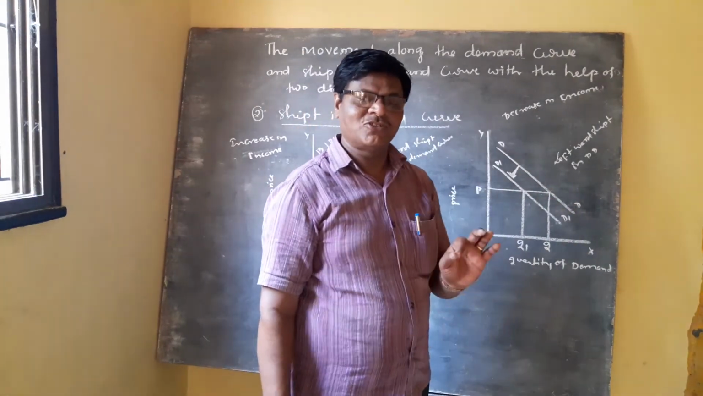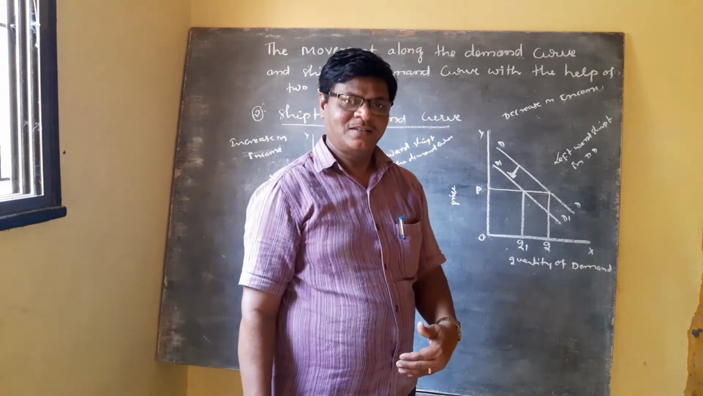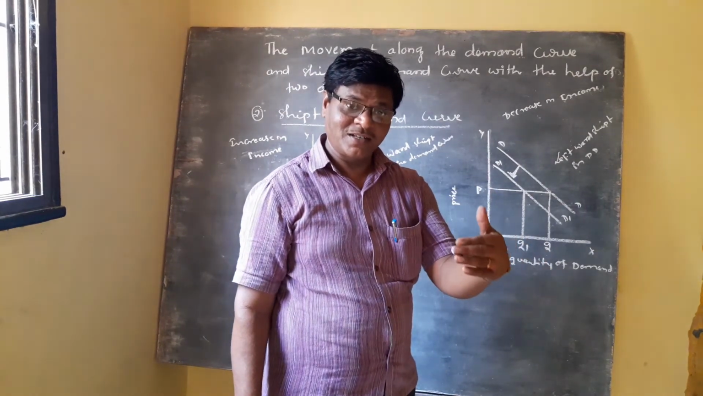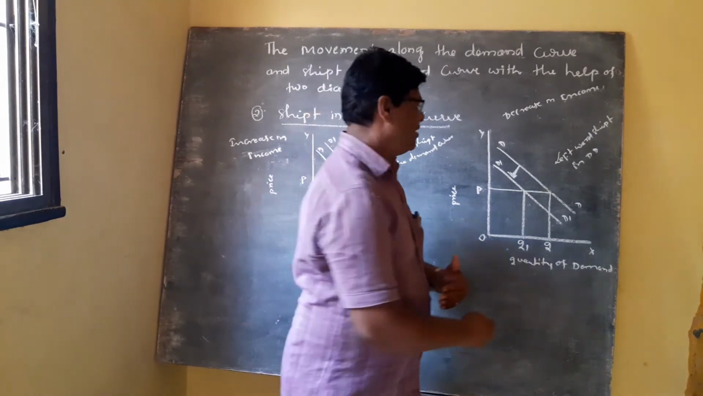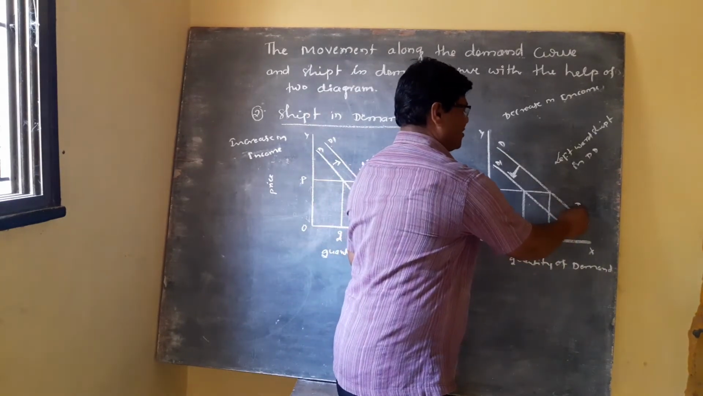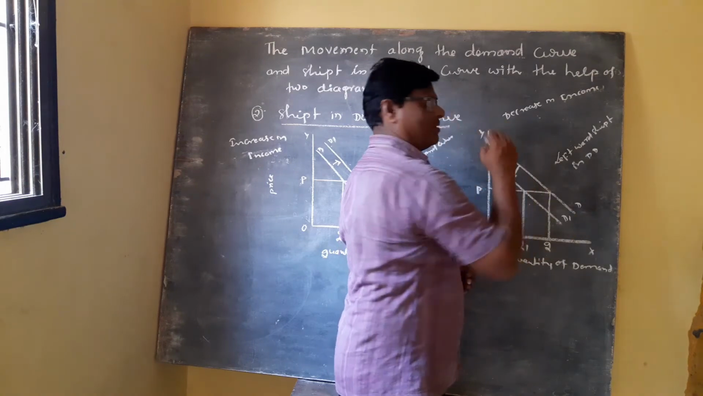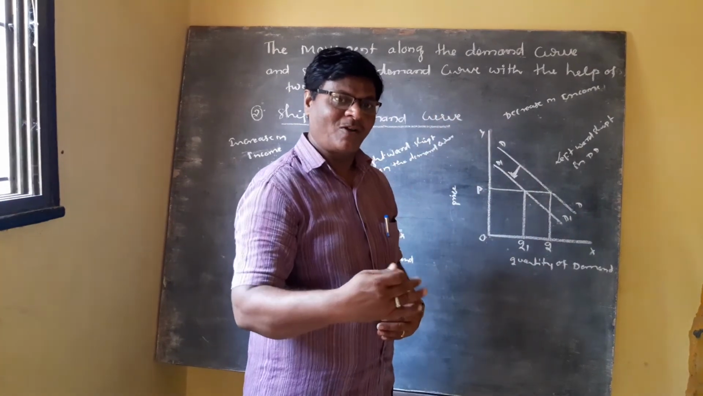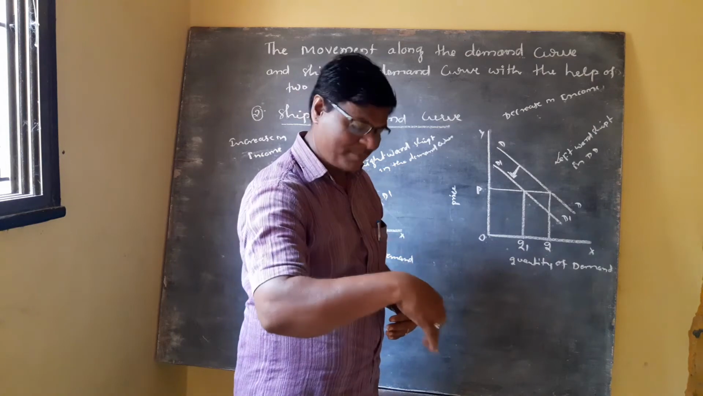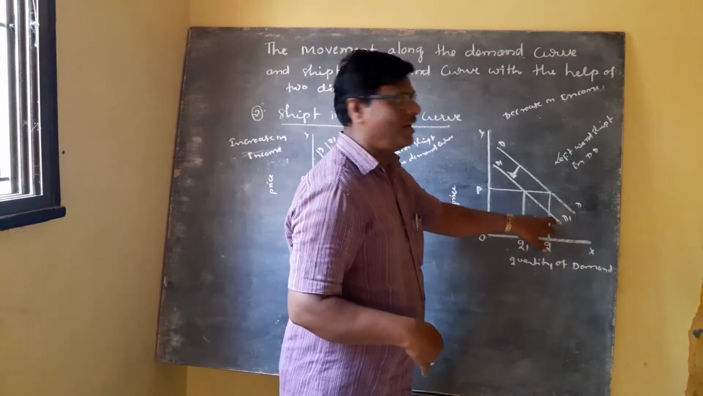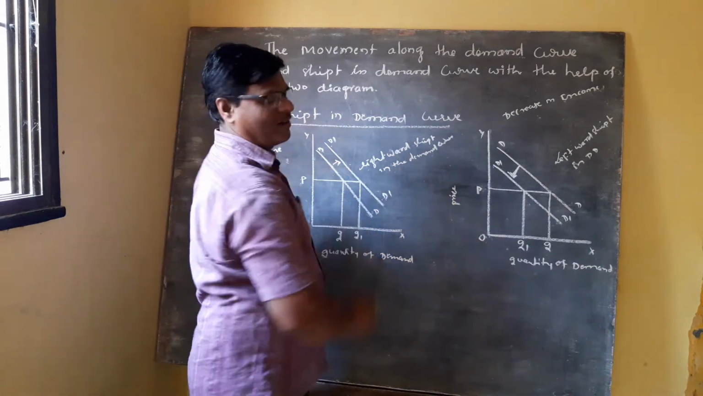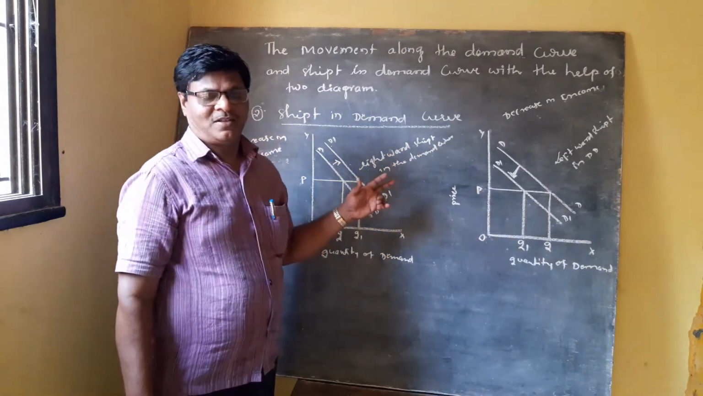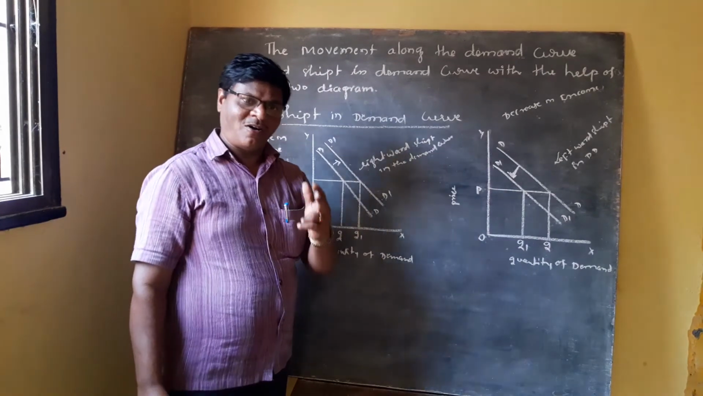When the income of the consumer decreases, the quantity of the commodity also decreases, and the demand curve also shifts leftwards, from rightwards to leftwards. It is a decrease in demand. It is called the shift in demand. It is a shift in demand.